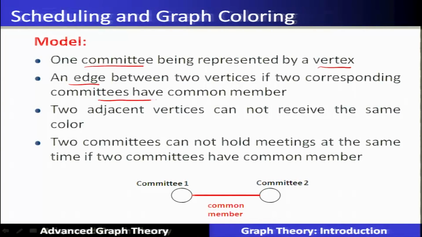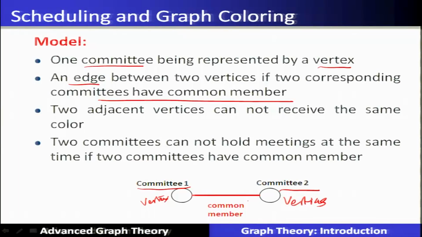Now, here we can see that different committees are represented as vertices of a graph, and between committee 1 and committee 2 there is a common member, so they are represented by an edge. Having formed a graph out of the entire problem setting, we can find out the chromatic number of that particular graph.